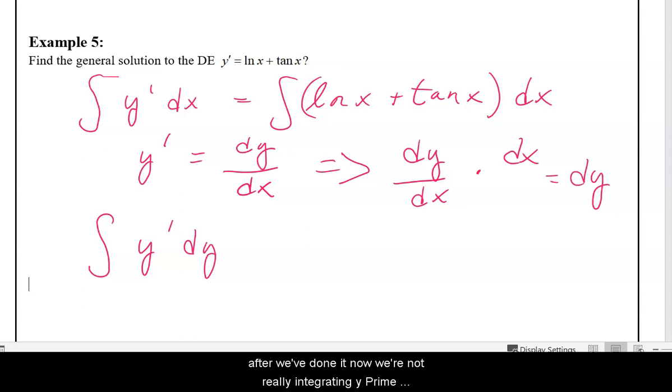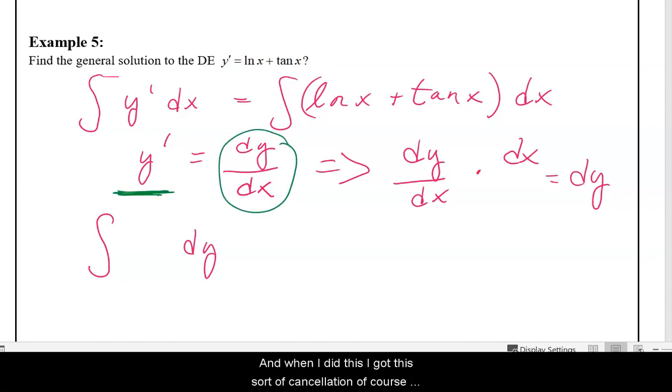So what we'll do then is we will be integrating y prime dx. Now, we're not really integrating y prime, because remember what I did was I replaced y prime here with dy dx. And when I did this, I got this sort of cancellation. Of course, it's not really a cancellation because that's not really a fraction. This is notation. But again, it works. Notice that all that is really left is dy. So I get on the left-hand side just the integral of the differential dy. In other words, I've isolated the dy.